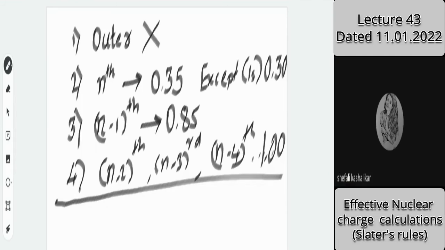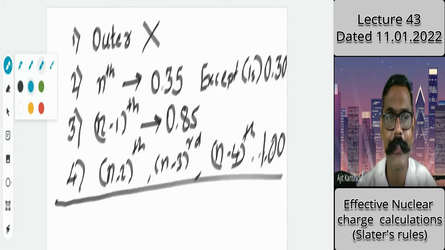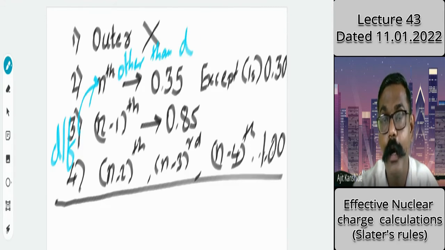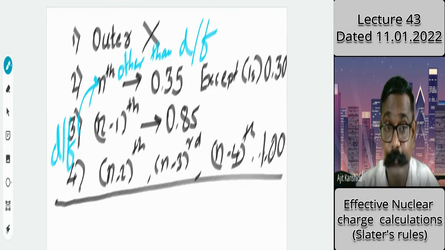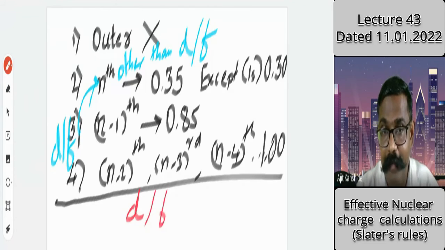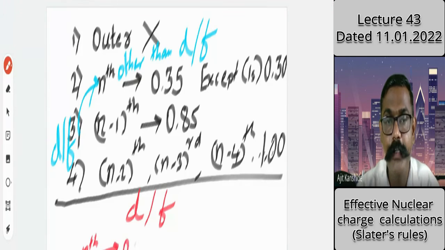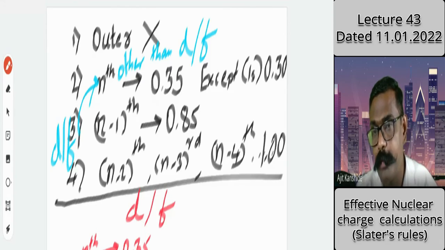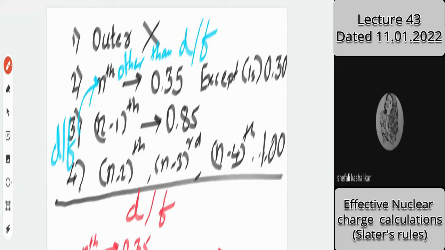Are these points clear? Yes, sir. Here I had not discussed d or f characteristic. It is other than d or f level. But if in case electrons are present in d or f, then what are our rules? For nth, the contribution will be 0.35. And for n minus 1, n minus 2, n minus 3, and so on, help me, the contribution will be? 0.85? No.